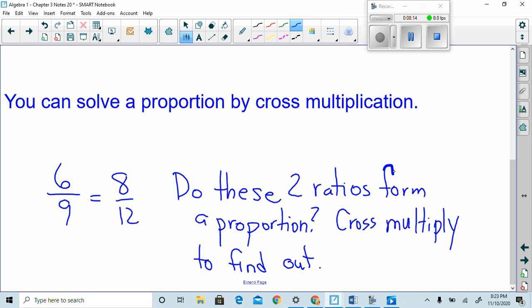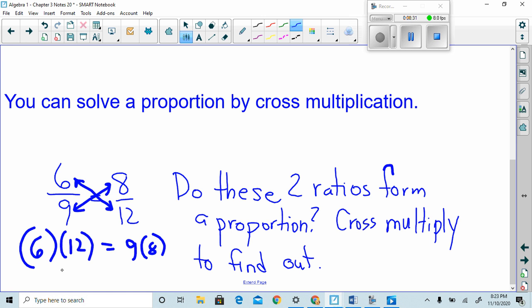We're going to do that by cross multiplying. We're going to take the extremes, which are these 2 terms, 6 times 12. And then we're going to find the product of the means, which is 9 times 8. Well, I get 72 on the left, 72 on the right, so these 2 ratios form a proportion.